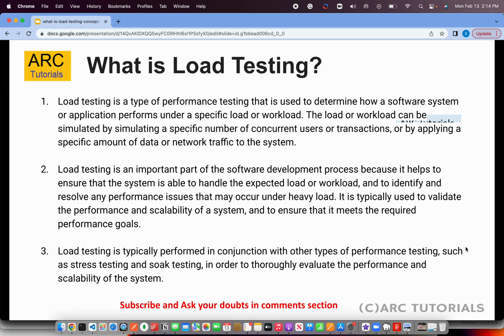Extremely important as part of the software development process, because if your system cannot handle load or workload, it will be down for a while, which we definitely want to avoid. Load testing is typically performed in conjunction with other types of performance testing such as stress testing, soak testing, etc.